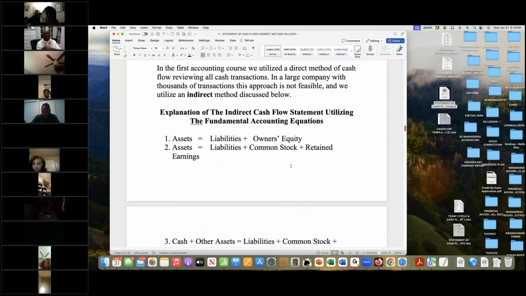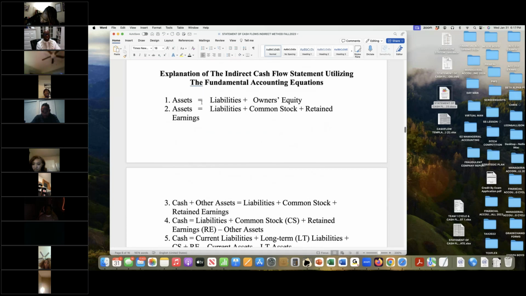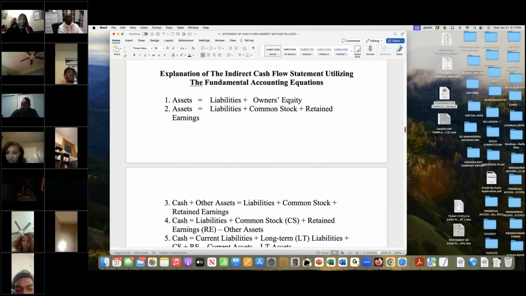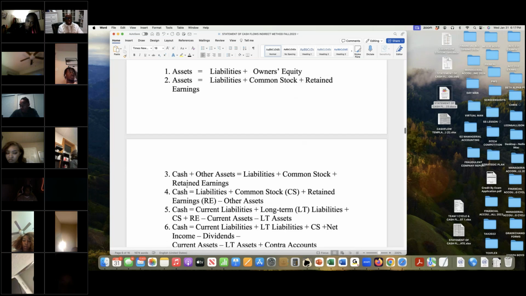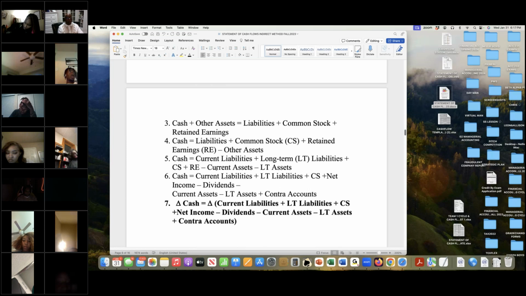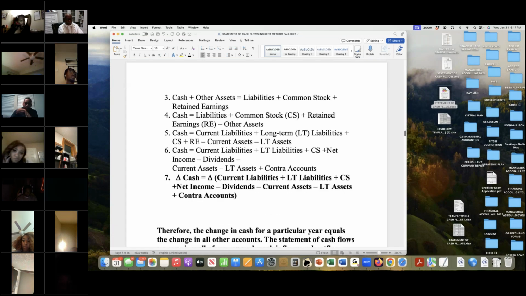As you remember, we have the fundamental accounting equation: assets equal liabilities plus owner's equity. We can expand this equation to say assets equal liabilities plus common stock plus retained earnings. Then cash plus the other assets equal liabilities plus common stock plus retained earnings. Then we put cash over here by itself. Cash equals liabilities plus common stock plus retained earnings minus other assets. And finally, cash equals current liabilities plus long-term liabilities plus common stock plus retained earnings minus the current assets minus the long-term assets.